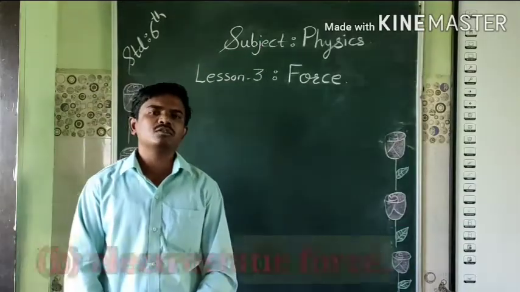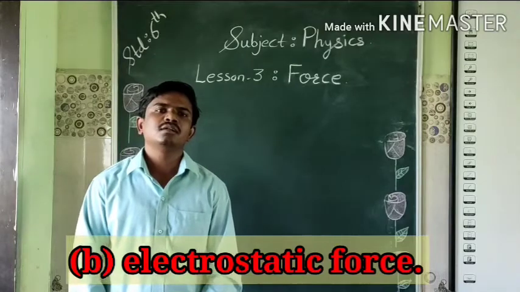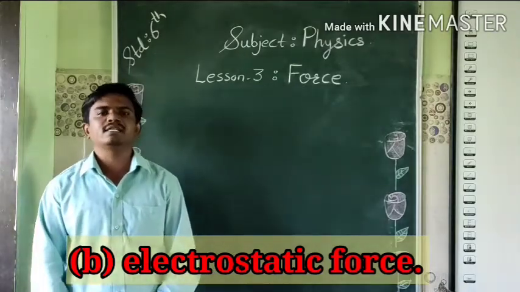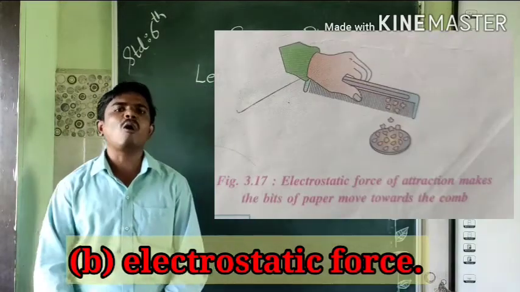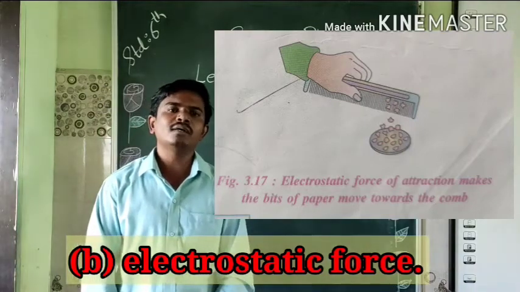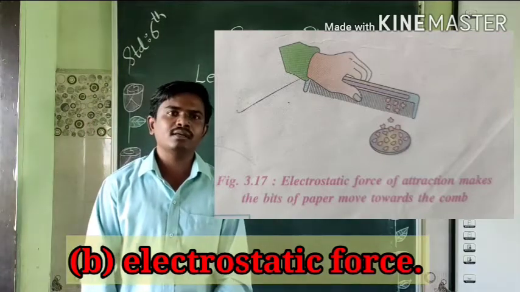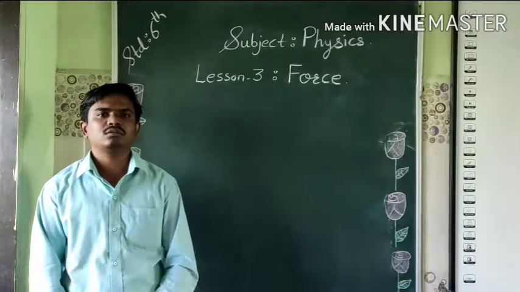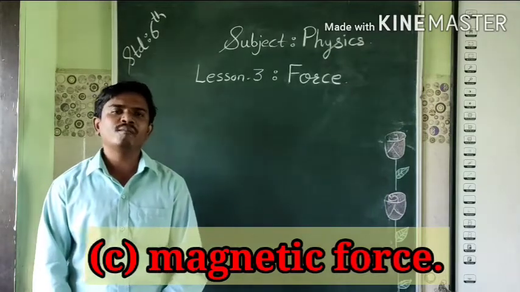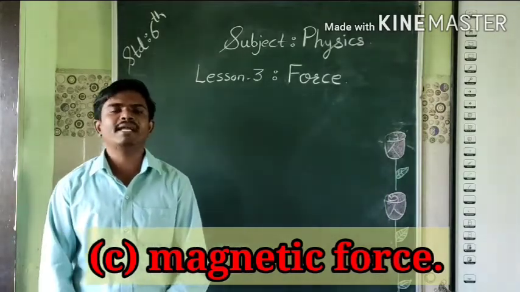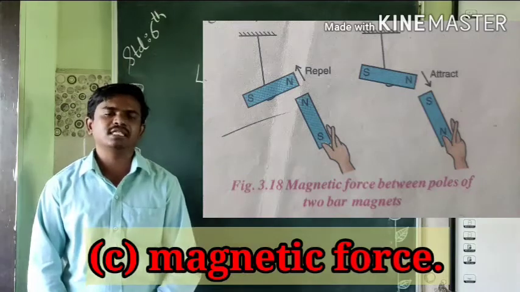Second, electrostatic force. The force between two charged bodies with some distance, they attract or repel each other. For example, when you rub a comb with hair, the comb is charged and it attracts bits of paper by an electrostatic force. Third, magnetic force. The force between two poles of magnets with some distance is called magnetic force. Like poles repel each other, unlike poles attract each other.